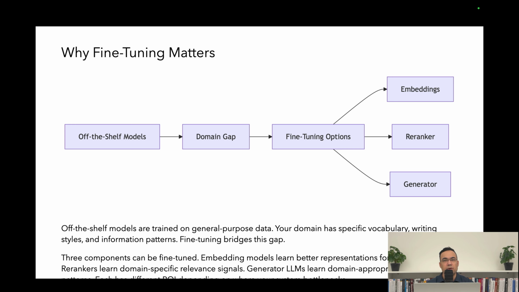Start with evaluation to identify your bottleneck. Fine-tune the component that most limits the quality. Fine-tuning the wrong component yields no improvement.